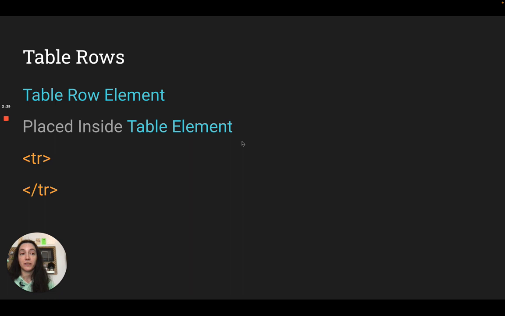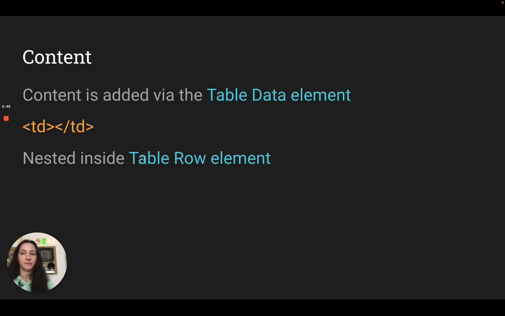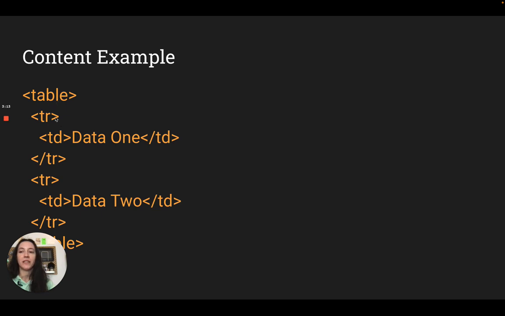Next we need to add the rows. So the row element is tr, table row. It's got a starting and an ending, and you'll put cells inside of here. So this is an example of a table with two rows. You see starting, ending, starting, ending. And then the content that goes inside of each row is table data. So this is where you'll put the numbers, the words, the stuff that you want to visually appear inside of your table. It will go inside of table data, so they're nested inside of the table rows. And TD for table data. So this is an example of a table with two rows and two data points.